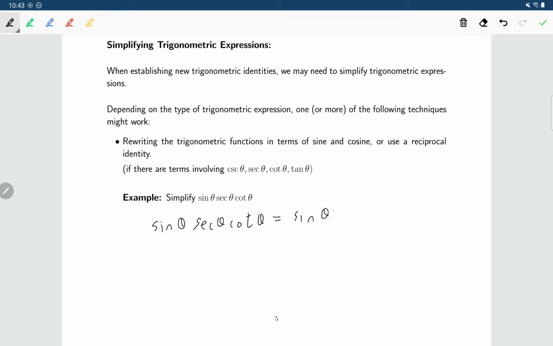cosine, and cotangent is cosine divided by sine. And so we can see that actually a lot of things will cancel here. The cosine and the cosine would cancel, the sine and the sine would cancel. So actually we would be left with 1. So as it turns out, that expression that we have, sine theta, secant theta, cotangent theta, is equal to 1 for any valid angle theta. As long as those functions are defined, it's always equal to 1.